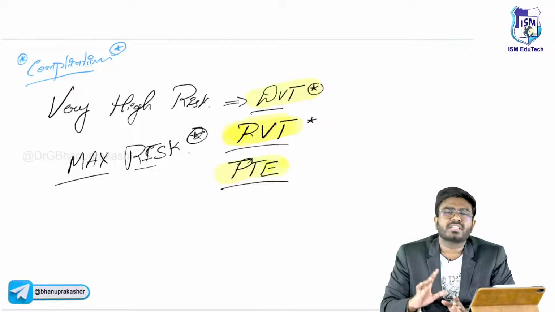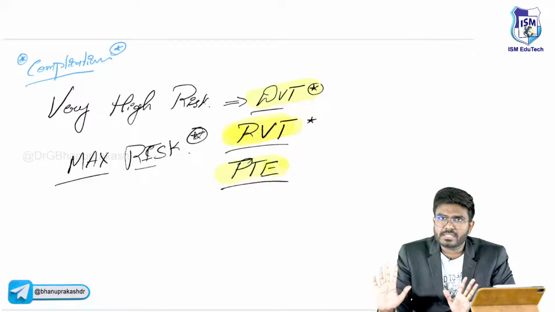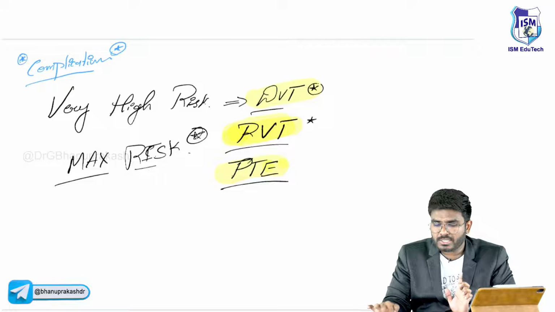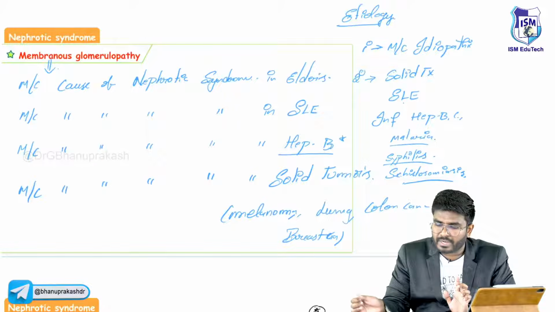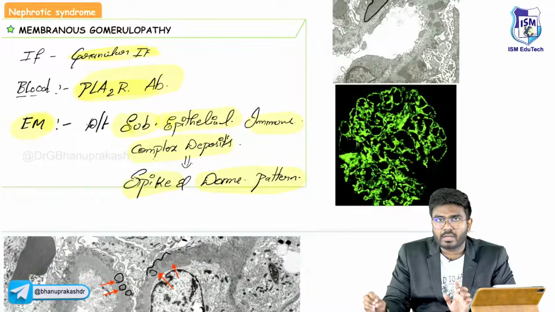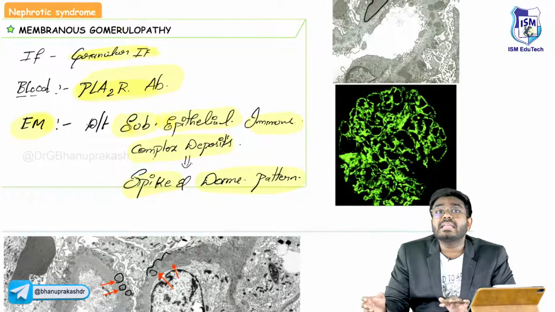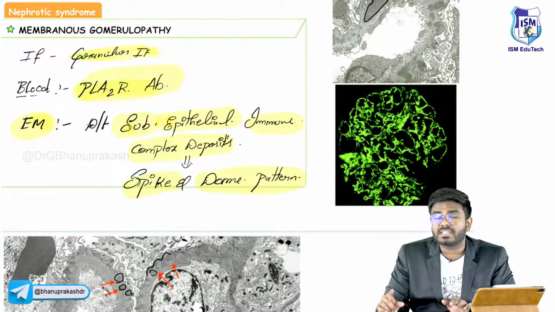There is something like a historical fact, like megalin antigen, that's not that important. But if you know this much, till here, this complication is very important. Associated with hepatitis B, hepatitis C, associated with SLE, most common nephropathy in the elderly. Thickening of the glomerular basement membrane, immunofluorescence shows granular deposits, spike and dome pattern, subepithelial deposits, immune complex mediated. IgG4 autoantibodies are produced against the phospholipase A2 receptor. That's the antigen.